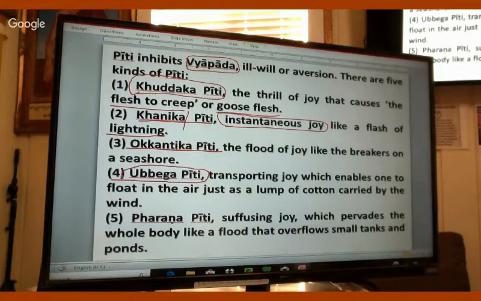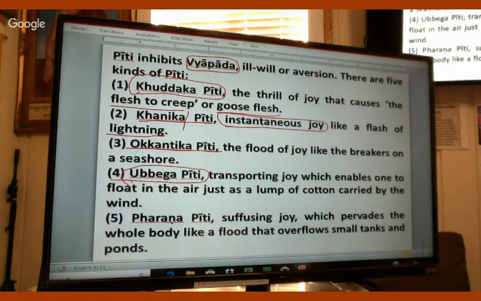And then number four is Ubbega piti. That piti is more interesting. Ubbega means that you feel like you fly in the sky. That's why many meditators, when they discuss the experience of meditation, say, my body is like a balloon in the air. Sometimes they think they are under levitation, because they fly and do not touch the floor. Not touching the floor. So that kind of piti is Ubbega piti.